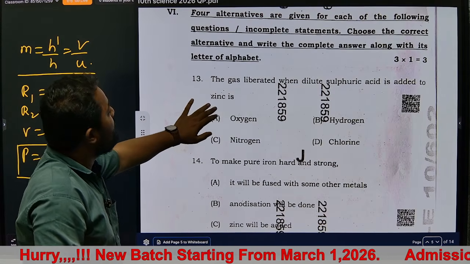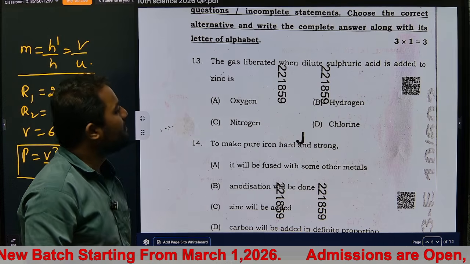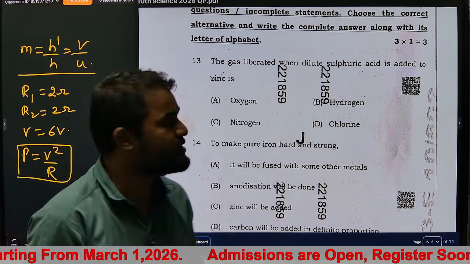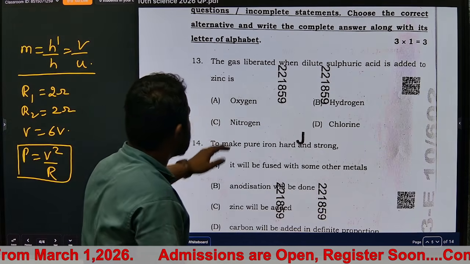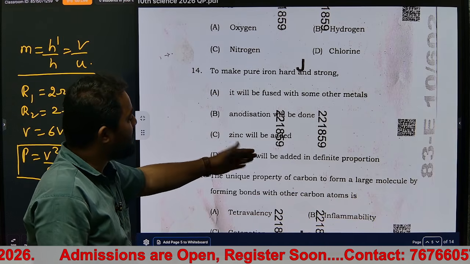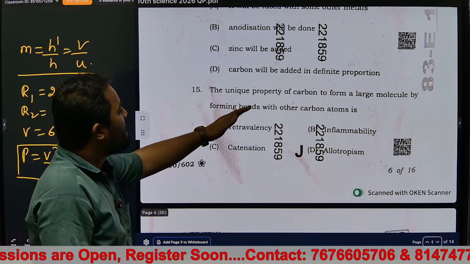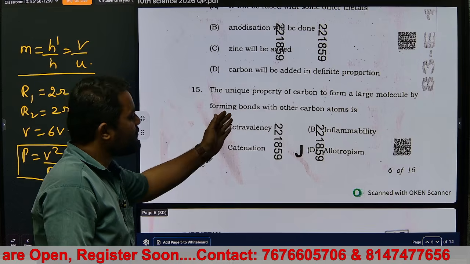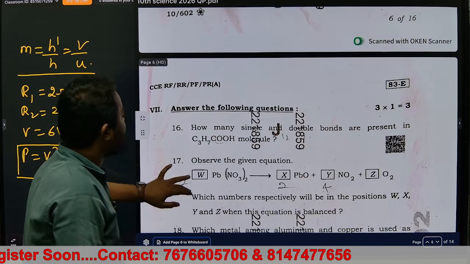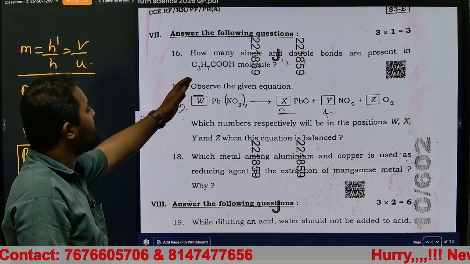Next, now we are moving to the chemistry part. That is, the gas liberated when dilute sulfuric acid is added to zinc. You know that when metals react with acids, hydrogen gas is evolved. The option B. To make pure iron hard and strong, carbon will be added in a definite proportion. The unique property of carbon to form large molecules by forming bonds with other carbon atoms is catenation.